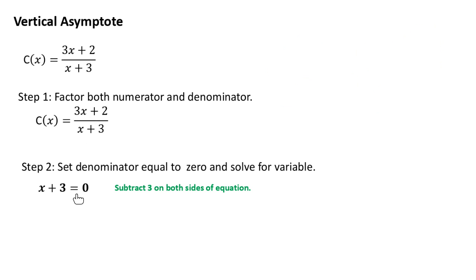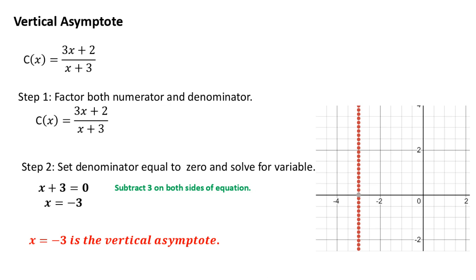So set the denominator equal to 0. So here I have x plus 3 equals 0. Subtract by 3, and x equals negative 3 is going to be my vertical asymptote. Okay, so when you're graphing this, especially if you're in your actual face-to-face classes or your instructor asks you to turn it in on paper, you want to represent it with this dotted line.